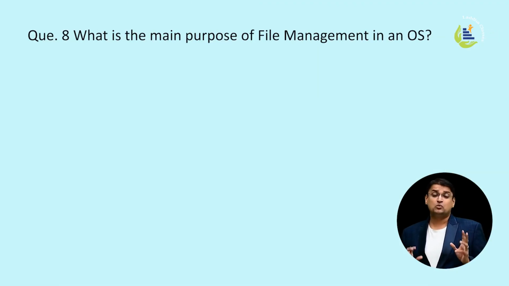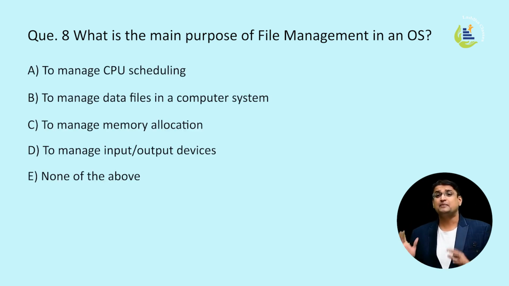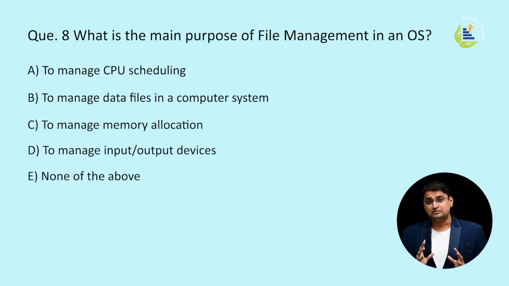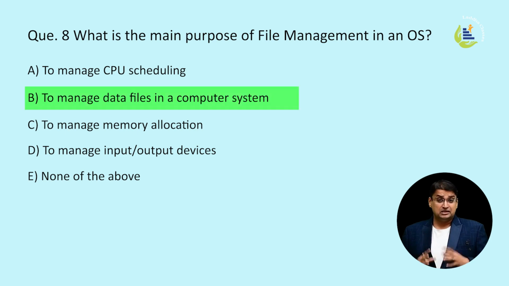Question 8. What is the main purpose of file management in an OS? Options are to manage CPU scheduling, to manage data files in a computer system, to manage memory allocation, to manage input-output devices. None of the above. Correct answer option is B, to manage data files in a computer system.